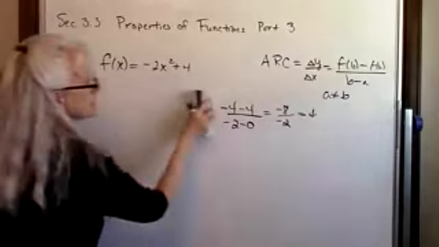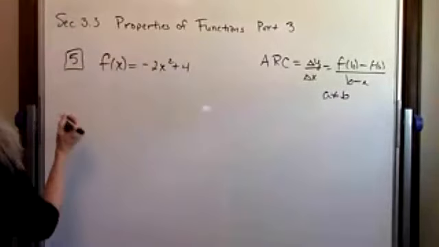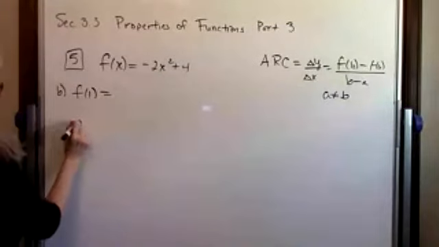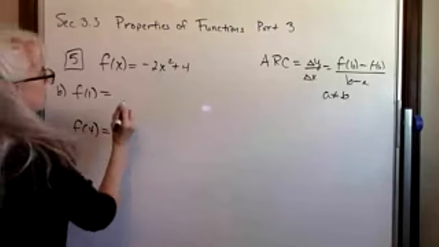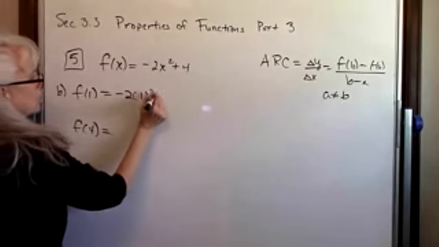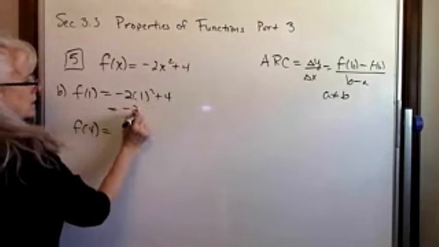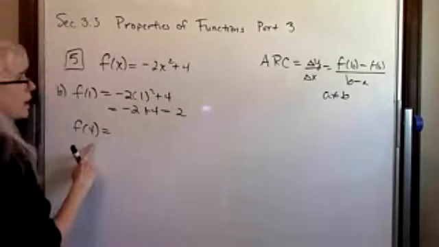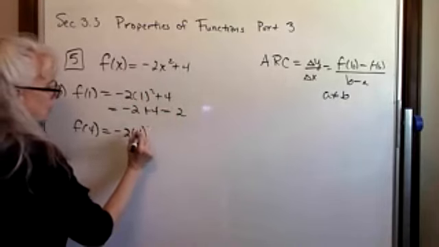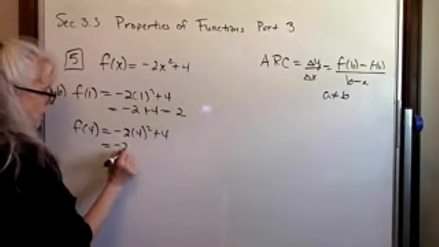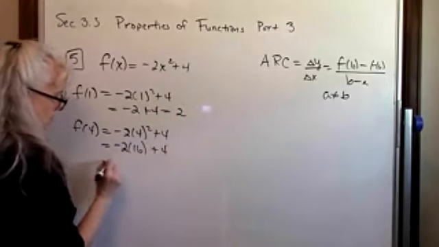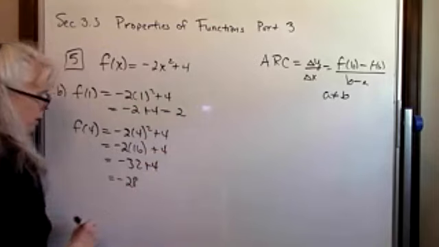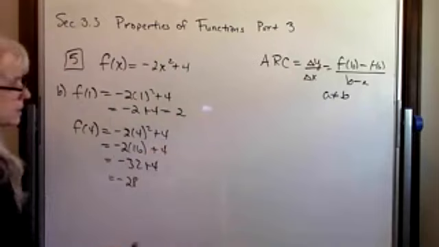Okay, part B, same function, but now we're going to go from 1 to 4. So f of 1, and then we're going to go f of 4. So f of 1 would be negative 2 times 1 squared plus 4. 1 squared is 1 times negative 2 is negative 2. Plus 4 gives me 2. F of 4 is a negative 2 times 4 squared plus 4. Again, be careful. That's negative 2 times 16 plus 4. That's negative 32 plus 4, which is a negative 28. So fairly large, right? So if we were graphing it, positive 4, we're way down.